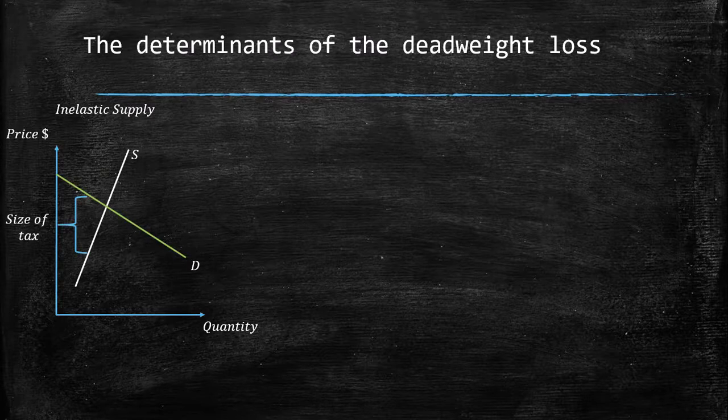So here we have the initial case, which is the equilibrium, and imagine that here is the size of the tax, which is going to be the same for the examples that we are going to see. Remember this triangle, this is going to be the deadweight loss. Here it is kind of small, not too large.